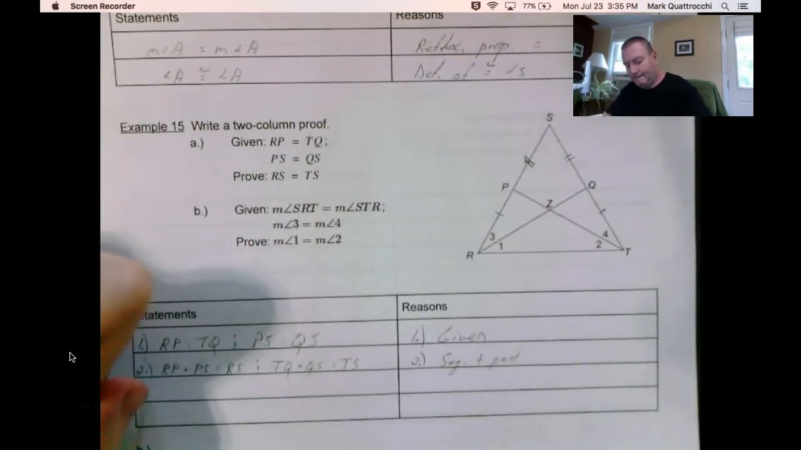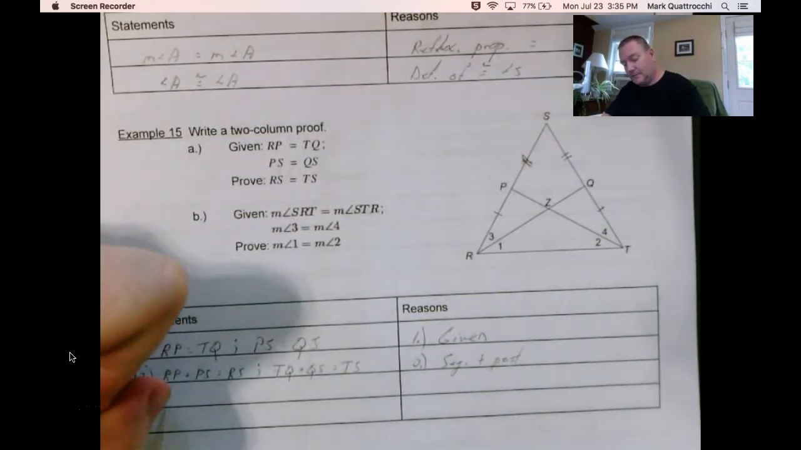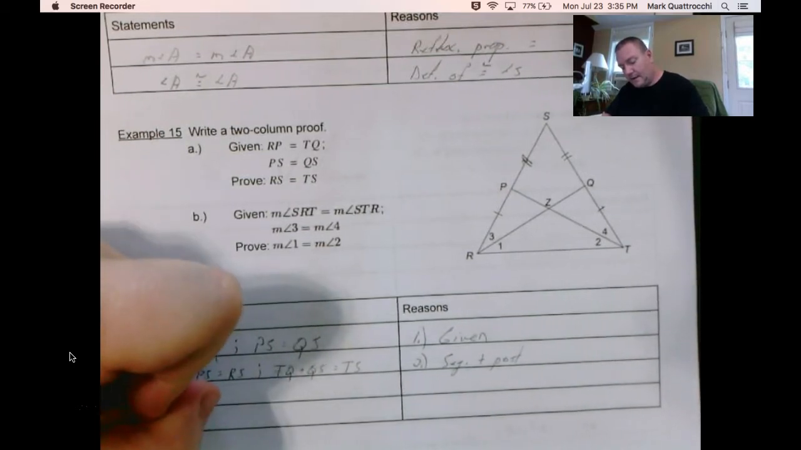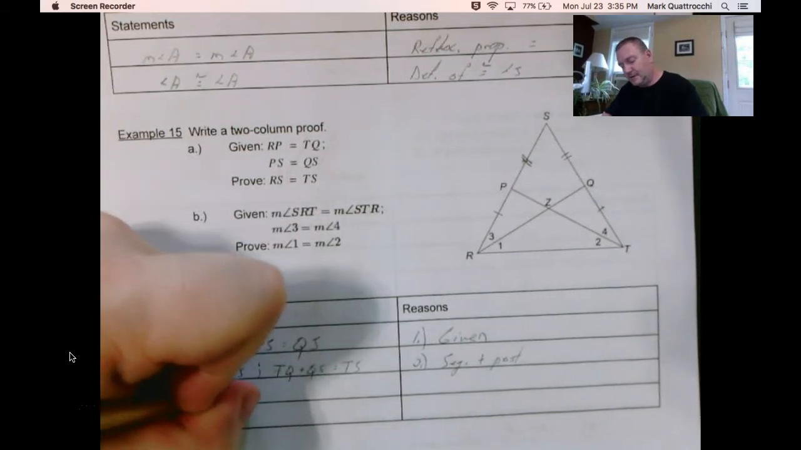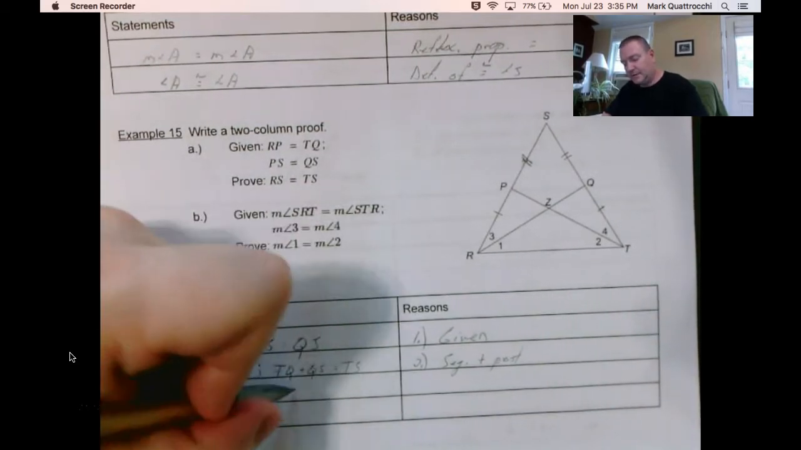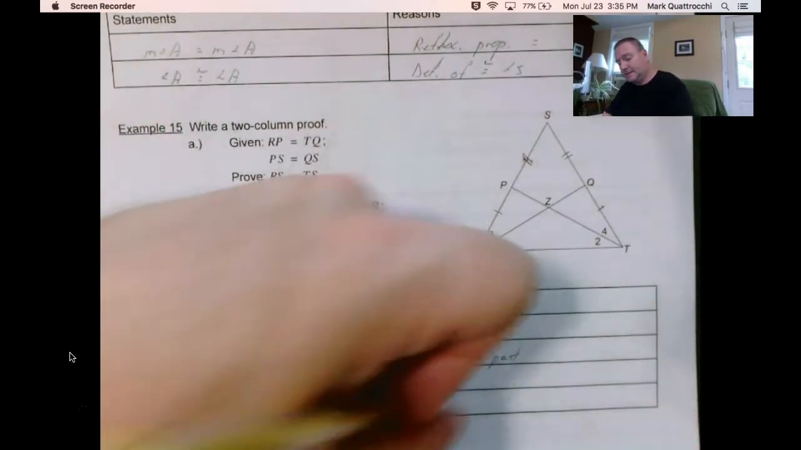Statement 3. Statement 3 is if we take statement 1 and we add to the left-hand side PS, and if we add to the right-hand side QS, I'm adding equal things to both sides of the equation. So RP plus PS, adding the PS to the left-hand side here, equals TQ plus QS, adding the QS to the right-hand side here. That's the addition property.